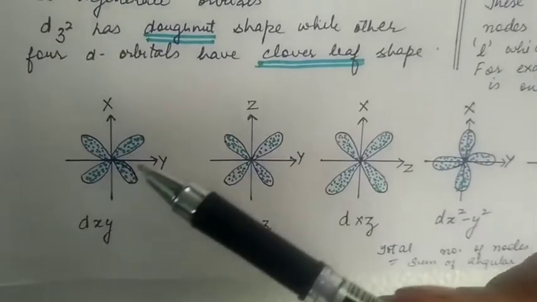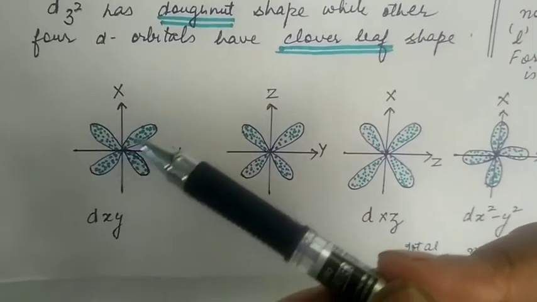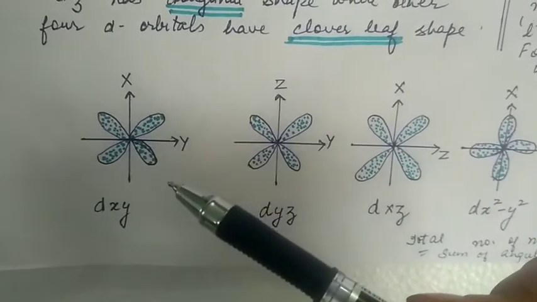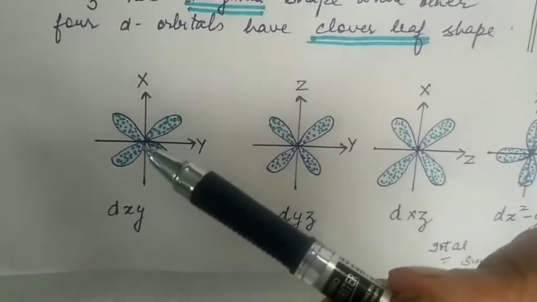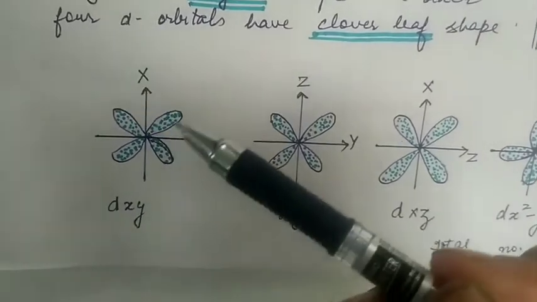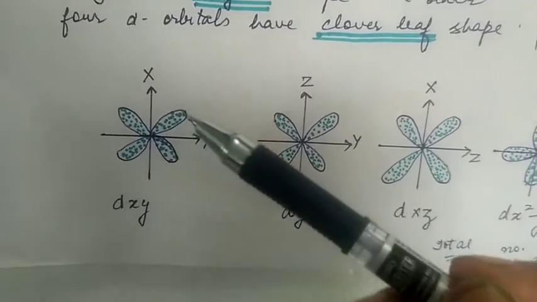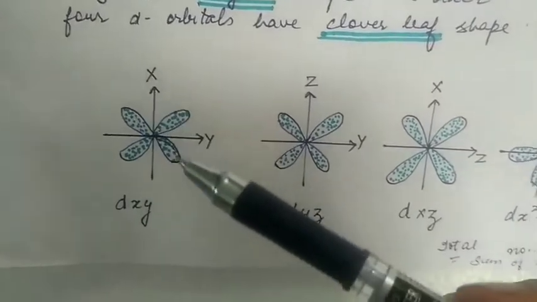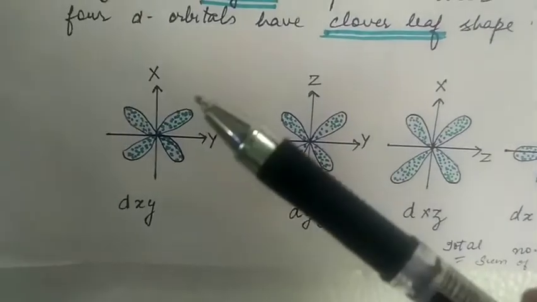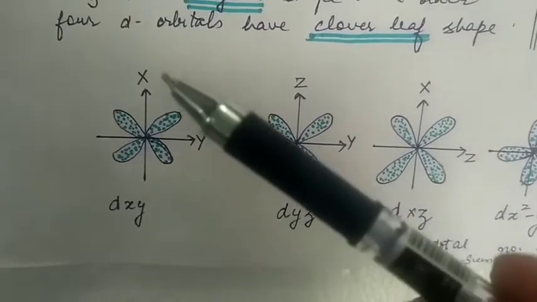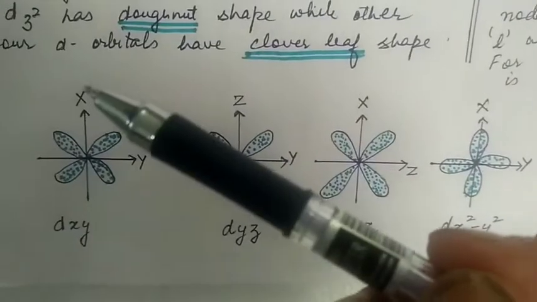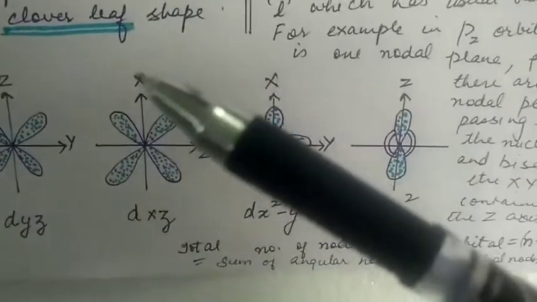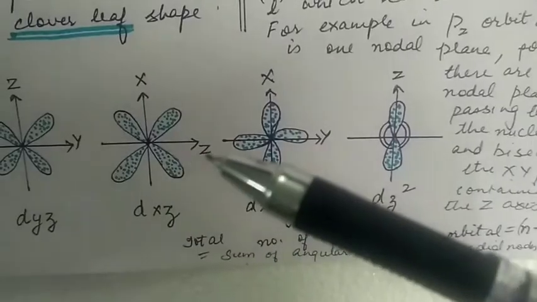How to see why? You will find that there are 4 lobes, and these lobes are present in the xy plane. So there are 4 lobes, one between x and y, and similarly the other between again y and x. For dyz, the shape will be similar, but it will be between y and z axis. This was between x and y, this will be between y and z. And dxz will be between x and z.